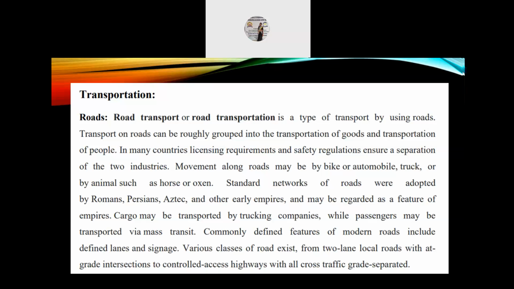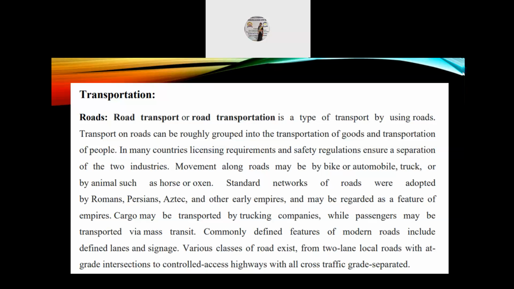Movement along roads may be by bike or automobile, truck, or by animals such as horse or oxen. Standard networks of roads were adopted by Romans, Persians, Aztec, and other early empires and may be regarded as a feature of empires. Cargo may be transported by trucking companies, while passengers may be transported via mass transit. Commonly defined features of modern roads include defined lanes and signage.